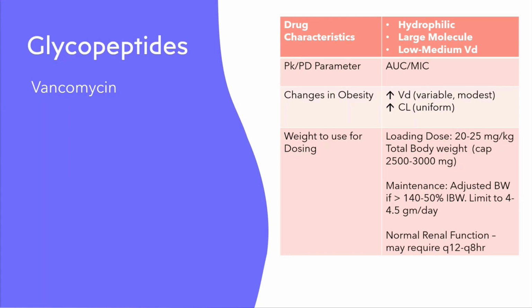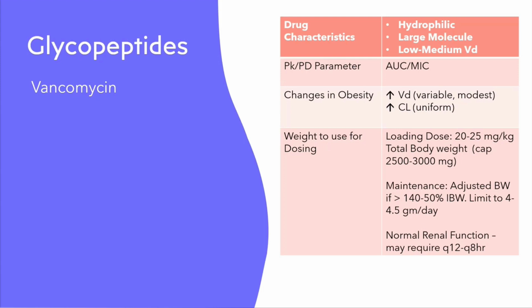So vanco's volume of distribution does correlate well with actual body weight, but it does not increase proportionally with increasing body size. And actually, the volume of distribution has been reported to be lower in patients who have morbid obesity compared to patients who are not obese. So we actually see the volume of distribution go down in these patients. So when we're thinking about loading doses being more dependent on volume of distribution, we might actually use lower loading doses in these patients who have morbid obesity.